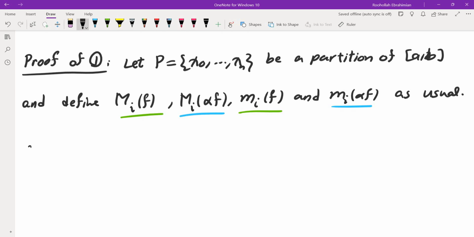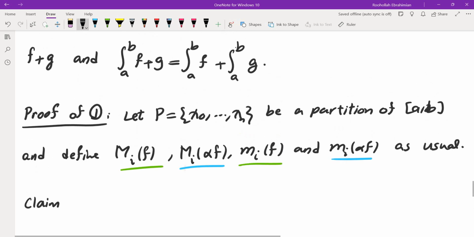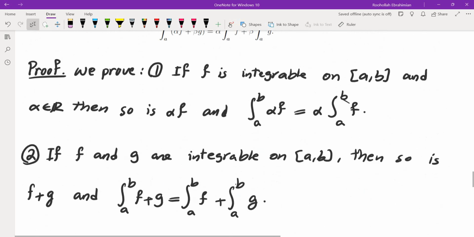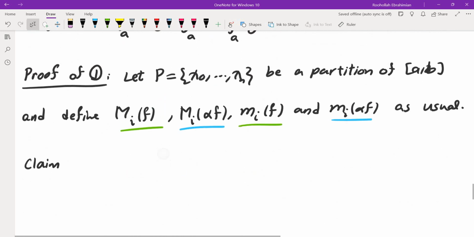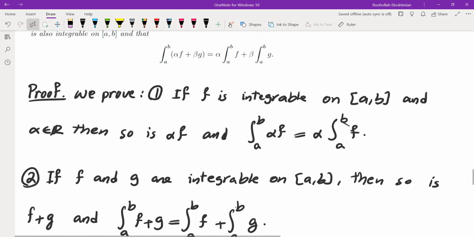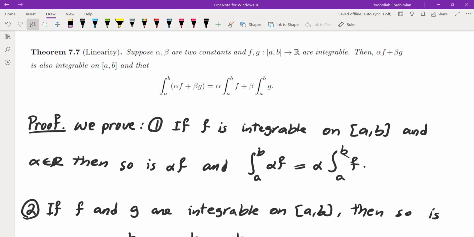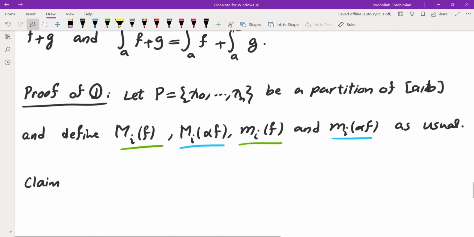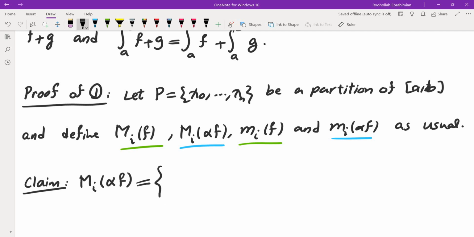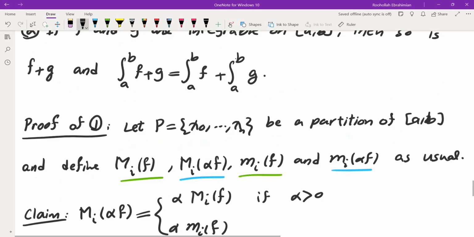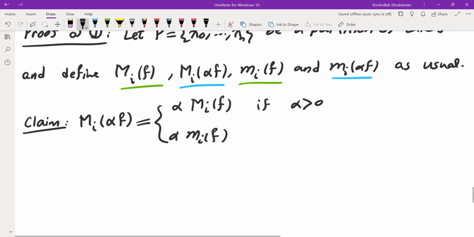So we claim that, first of all, if alpha is 0, that's pretty clear. So we can just take the case when alpha is 0 out, because if alpha is 0, then alpha f is just 0, which is integrable, and of course its integral is 0. So the claim is this: Mi of alpha f is alpha Mi of f if alpha is positive, alpha lowercase mi of f if alpha is negative. This is an exercise on supremum and infimum.